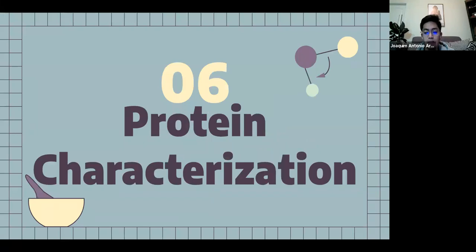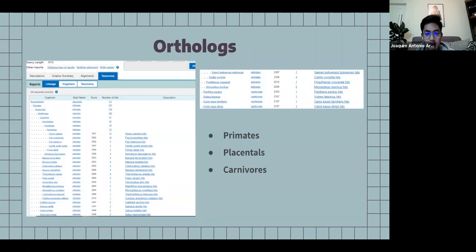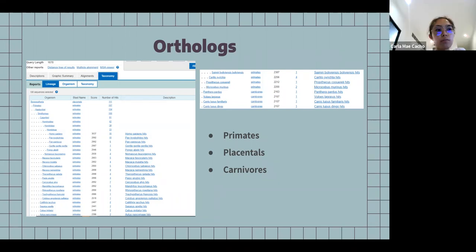So for the protein characterization, next slide, please. We have Carla Cachot to discuss the orthologs. With the help of the BLAST-P of our collagen of choice, we found that the collagen can be found in different animal species that are mainly primates, placentals, and carnivores. For the next slide, it will be discussed by Joaquim Arquelada.